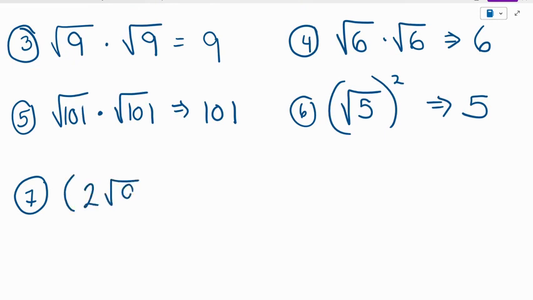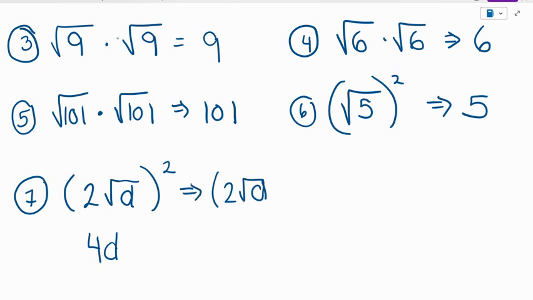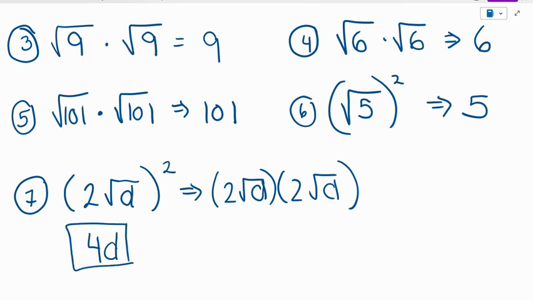All right, what happens if I have something like 2 root d, squared? Philip? Close. 4d. You got it. I knew where you were thinking. This is a 4d because this is going to be 2 root d times another 2 root d. Well, 2 times 2 is 4. Root d times root d is a whole number, no more radical d. Okay.